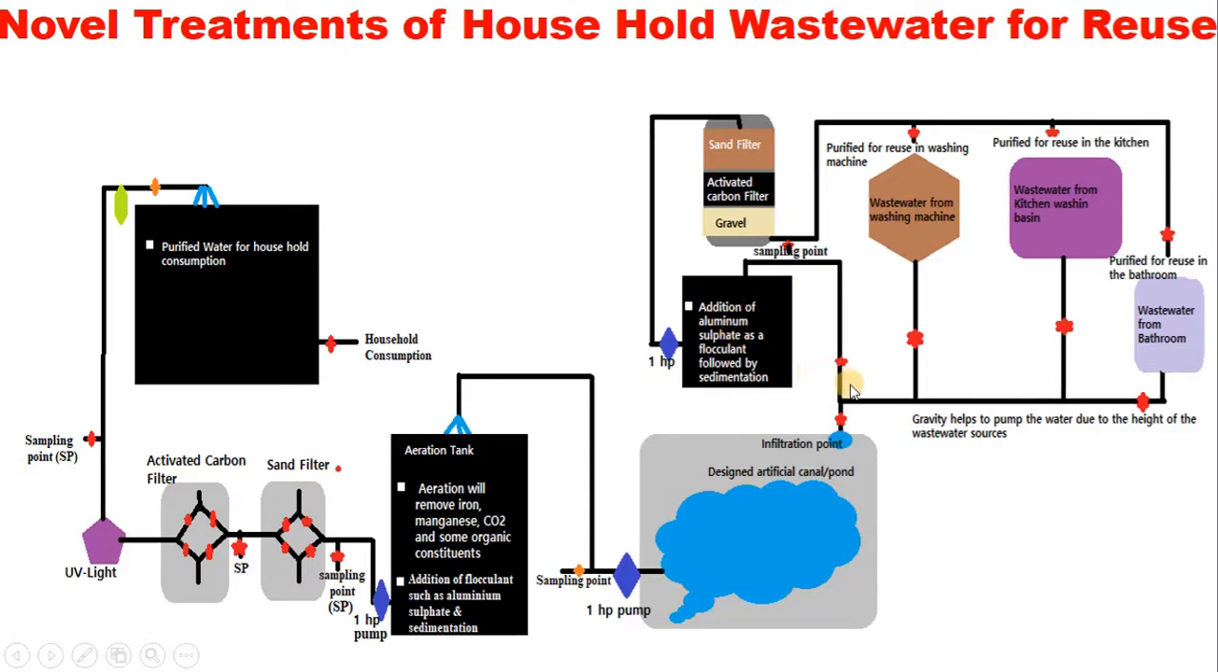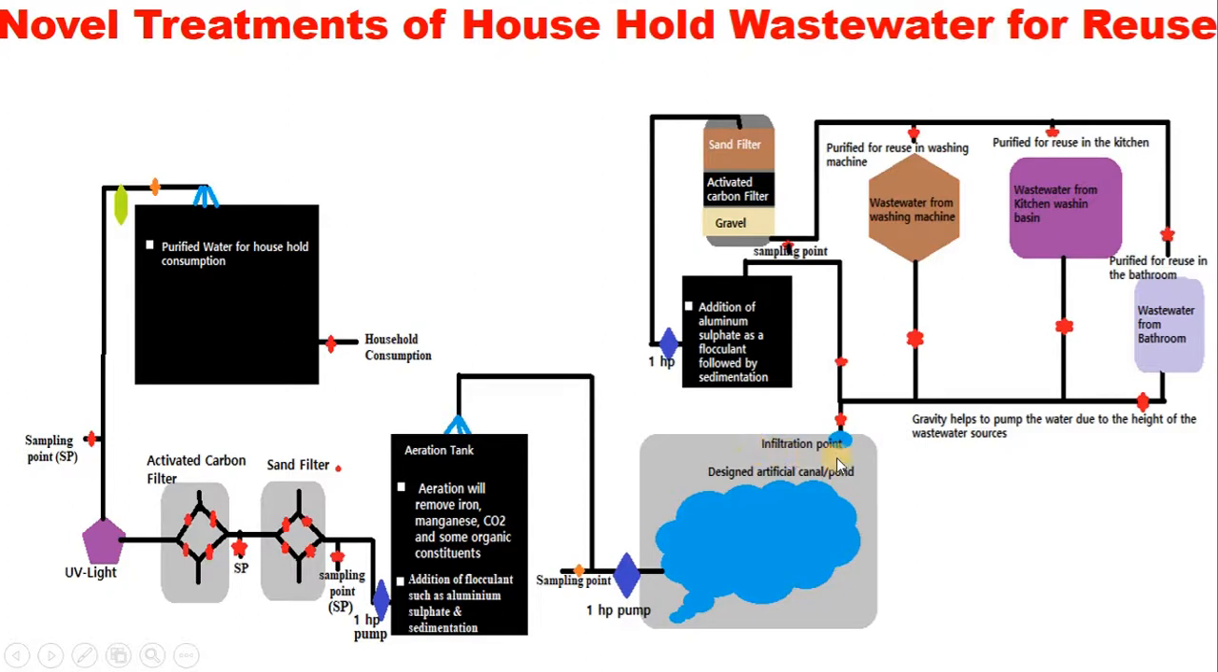On the other hand, if we still want to use it for consumption, the first thing we will do is to close this valve here, which takes the water for reuse in washing. You close the valve, then the water will be allowed to infiltrate into this point. This is an artificial canal or pond or pit we would have dug behind our houses. The water will be infiltrated.